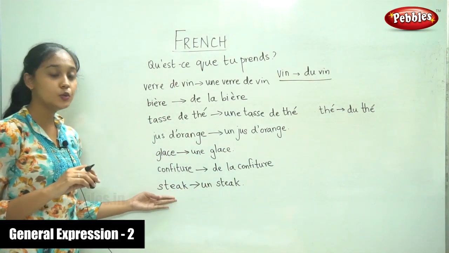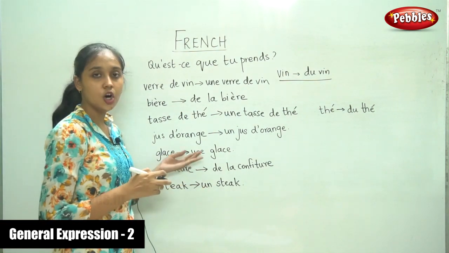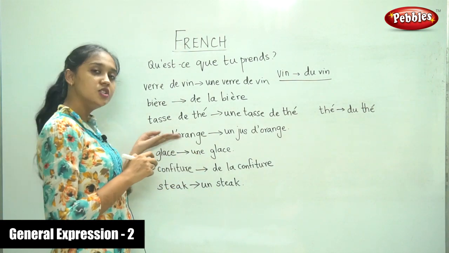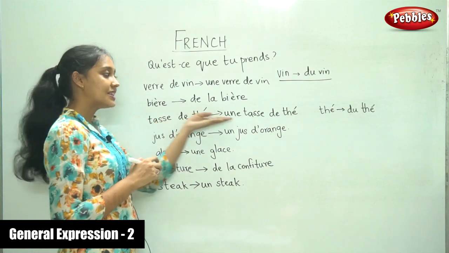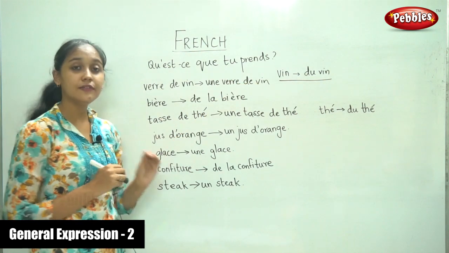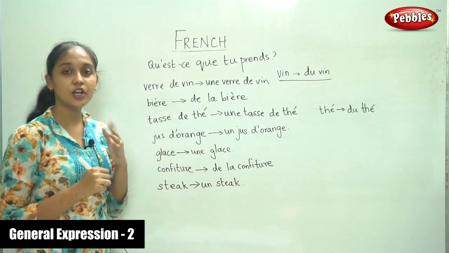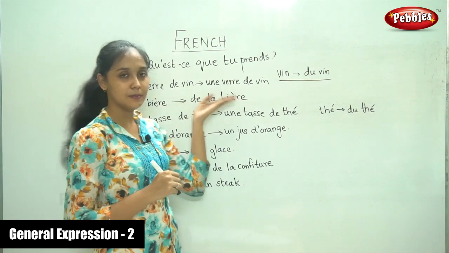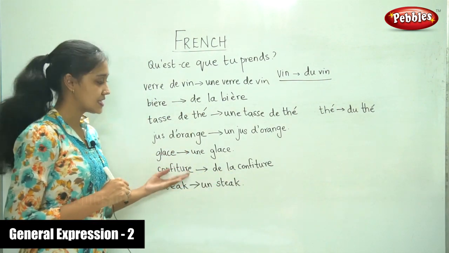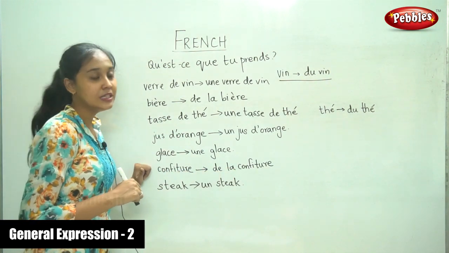So if you can count the object, you would use an article, un or une. Un steak, une glace, un jus d'orange, une tasse de thé, un verre de vin. But if the object is not countable, for example, bière, you cannot count. So it is de la bière. Confiture, de la confiture, some jam. So this is how you will answer.